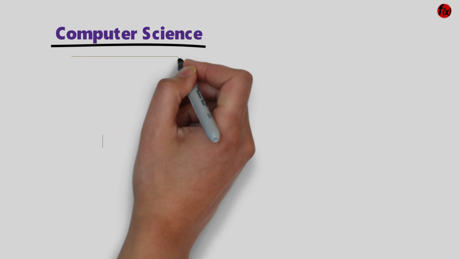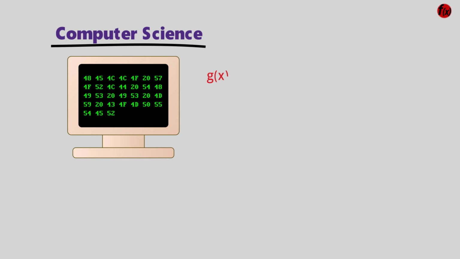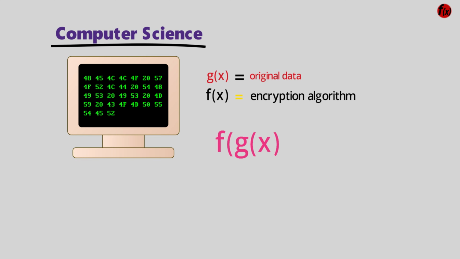Computer science. Data encryption. g(x) equals original data. f(x) equals encryption algorithm. f of g of x transforms data into encrypted form.